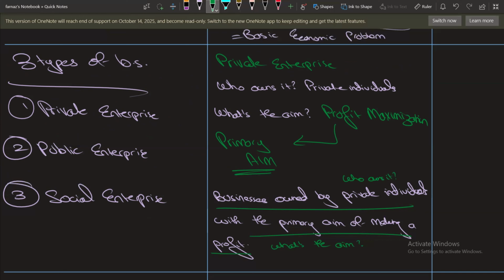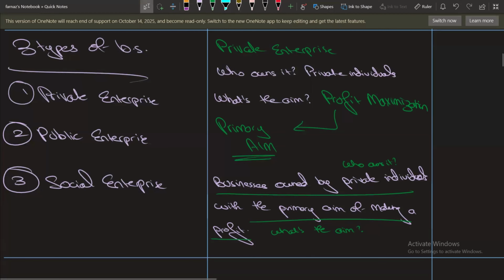They are owned by private individuals because Mark Zuckerberg is not associated with government. Howard Schultz, the owner of Starbucks, is not associated with government. Elon Musk, Tesla's owner, is not associated with government, right? So these are private individuals and they are doing businesses just to be rich. They are doing businesses just to make profit. They fall under this category. They are in private enterprise.